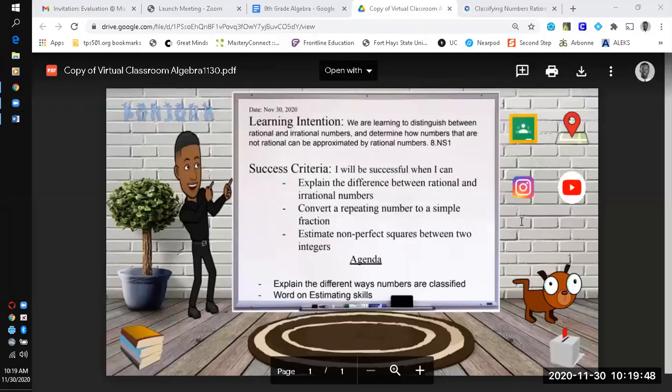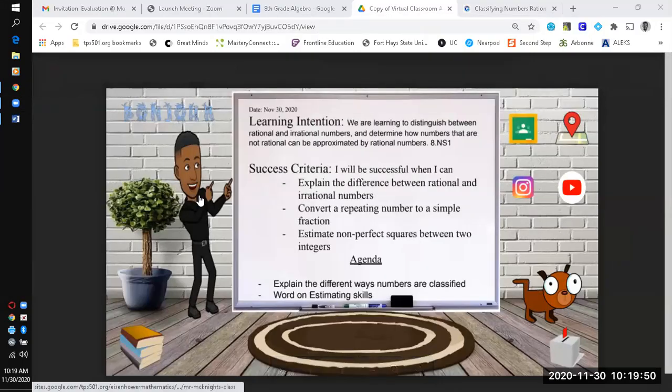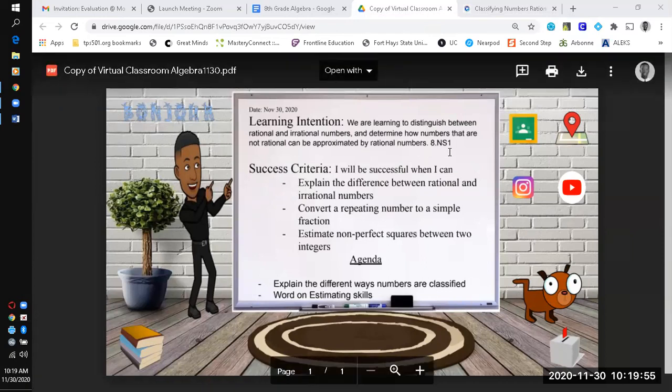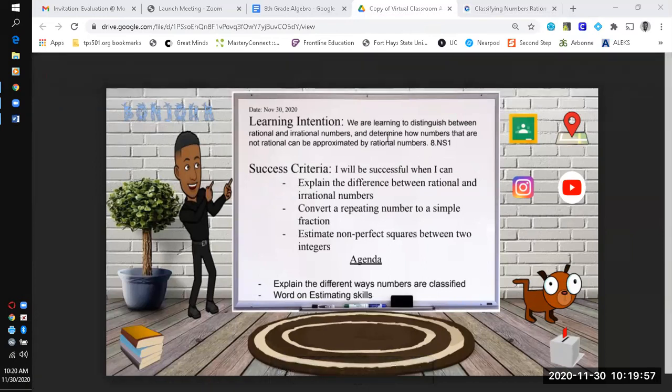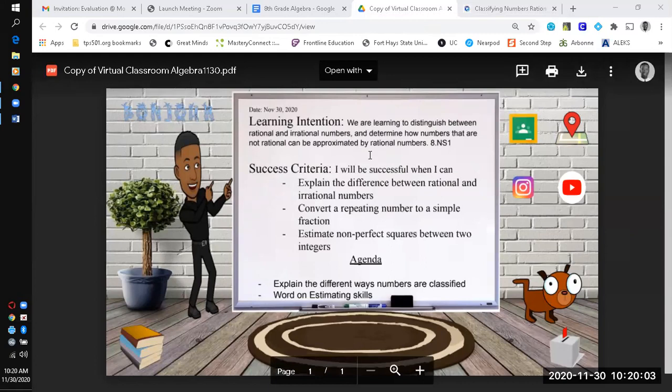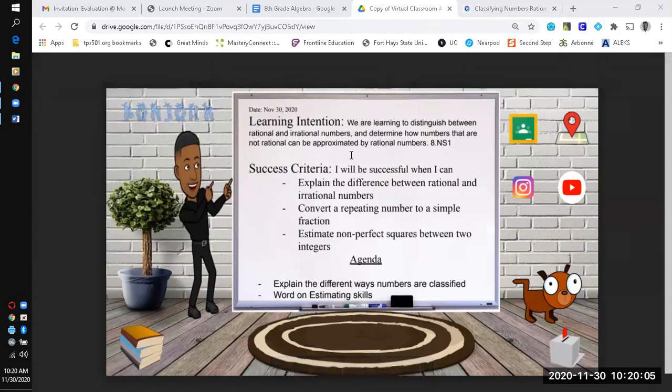All right, so for today's class, we are going to be focusing a little bit on standard 8 NS1, which talks about rational numbers and irrational numbers. So we're focusing on distinguishing between rational and irrational numbers and determining how many numbers that are not rational can be approximated by rational numbers. So again, we're just distinguishing between what are rational numbers and what are irrational numbers.